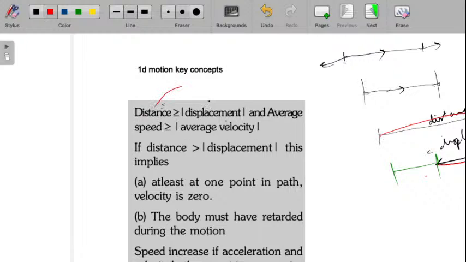Now, going by the same definitions, we can say the average speed is definitely going to be larger than or equal to the average velocity, because in the same given time interval, if displacement is always less than or equal to distance, then the average velocity will also be less than or equal to average speed. Suppose distance is greater than displacement. I told you when is the case when the distance is greater than displacement. It is true only when the object turns back. That means at least at one point in the path the velocity is zero. Yes, at this point where it turns the velocity is zero, because for turning to happen the velocity has to become zero. All right.